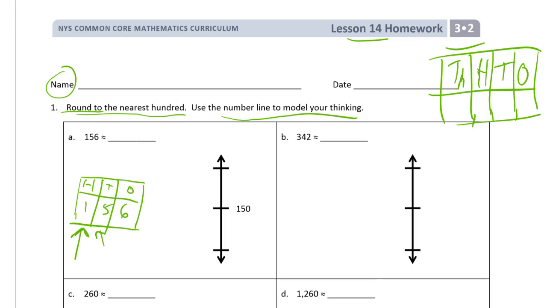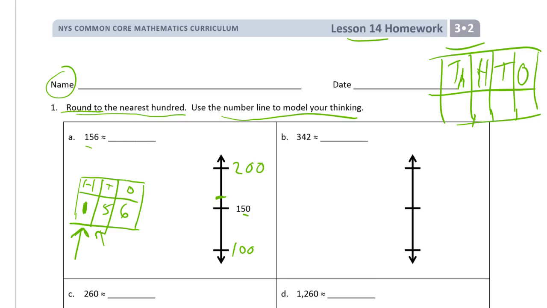That tells you the lower end of our number line is going to be 100, but all with zeros, right? 100. And then the next 100 up will be 200. And when you're rounding to the nearest 100, it's always going to be 50s in the middle. So that's 150. And now we just have to look at where 156 would go. What's a little more than 150? So it goes right there.